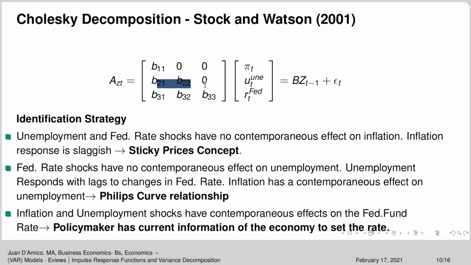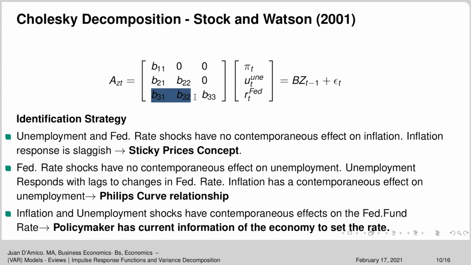Let's review now the second row, which is going to show the time path for unemployment. So we can see that Fed rate shocks have no contemporaneous effect on unemployment. Unemployment responds with lags to changes in the Fed rate, and this is what we can see here. However, we can see that inflation has a contemporaneous effect on unemployment, and this is what's going to depict the Phillips curve relationship.